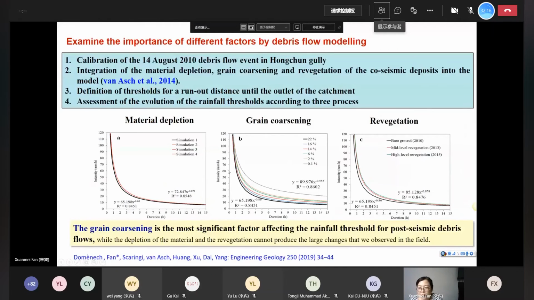And then we further tested our hypothesis from before, because I mentioned grain size coarsening and revegetation are the two most important factors we think can control post-seismic landslide activity and debris flow activity. So we tested it with our model, and it shows the same results. As you can see here, with grain size coarsening the rainfall threshold increases over time, and revegetation also plays a relatively important role for debris flow activity.